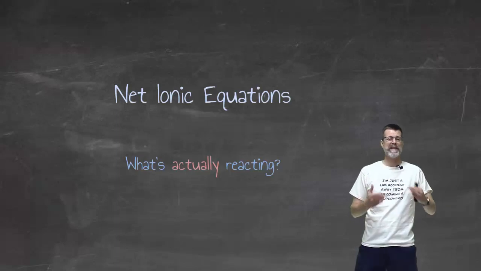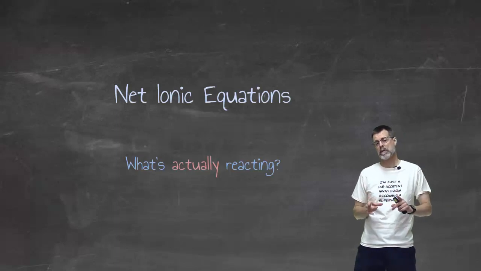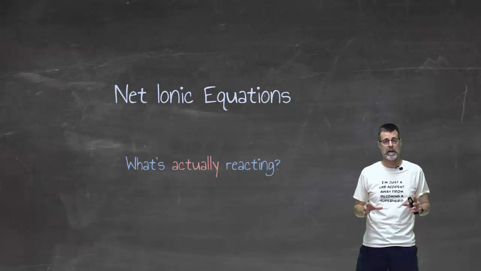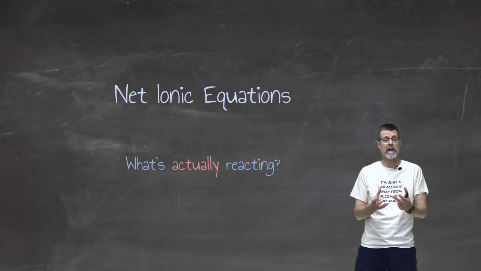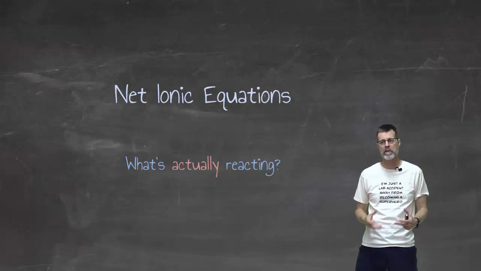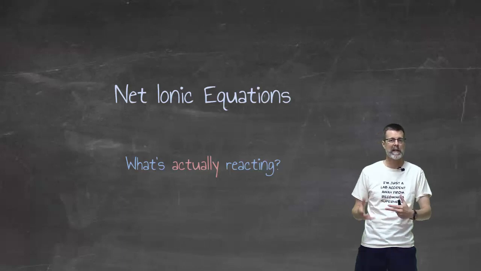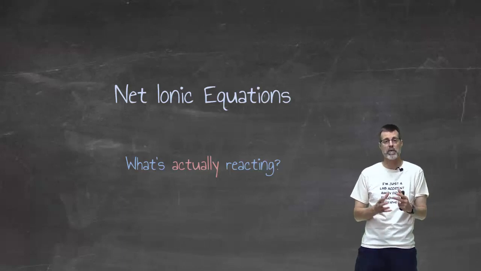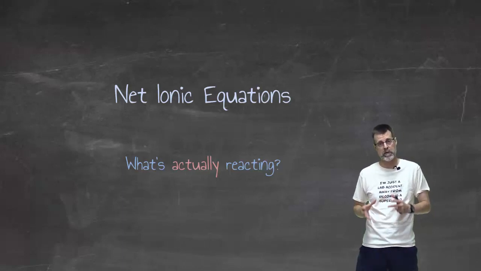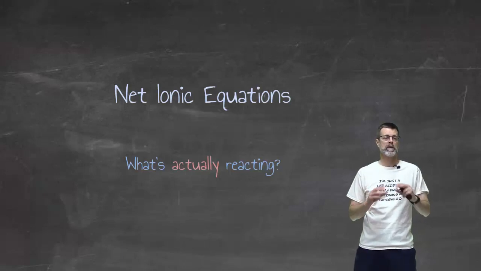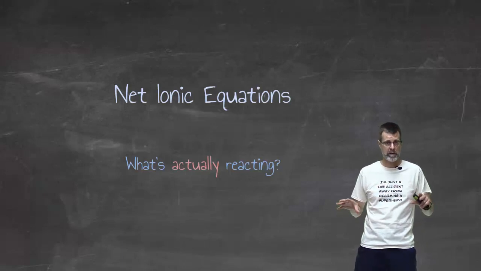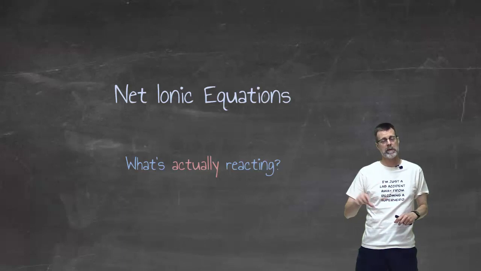Right, so we're talking about net ionic equations, and one of the things I want to point out is what a net ionic equation does. It shows us what is actually reacting, because when we have a reaction, there's a lot of things that are kind of hanging around in the mix, but they might not actually be undergoing any kind of change. So the net ionic equation allows us to simplify things so that we are only looking at what's reacting.